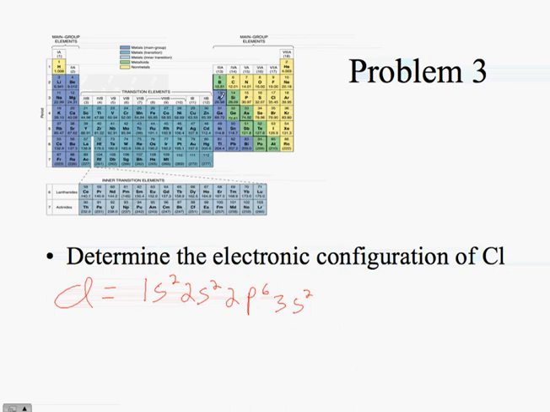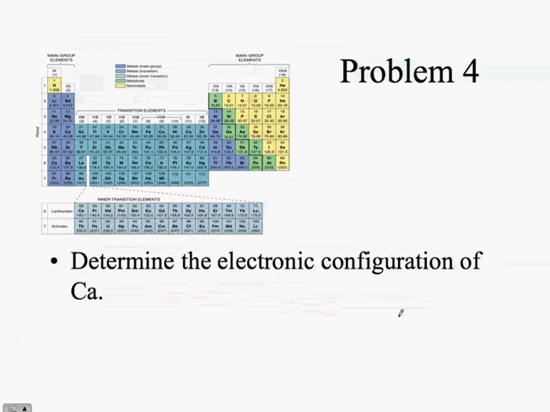We go across. We're still on level 3, so we write a 3, but now we've entered into our P block elements, so we write a P, and then we count the number of electrons required in order to get to chlorine. So it's 1, 2, 3, 4, 5. So the electronic configuration for chlorine will be 1s2, 2s2, 2p6, 3s2, 3p5. Alright, let's look at something a little bit more challenging. Now we're going to take a look at calcium.